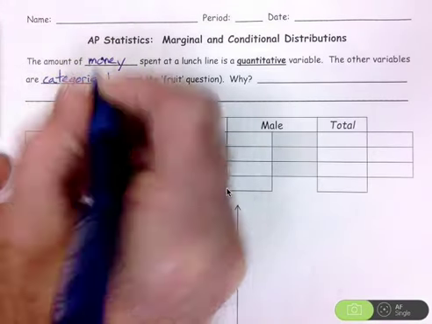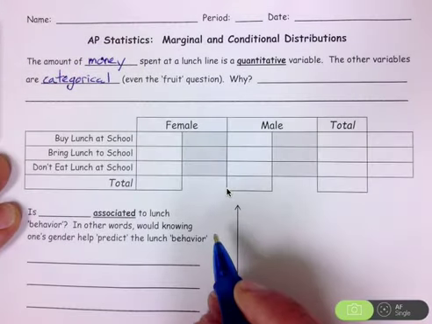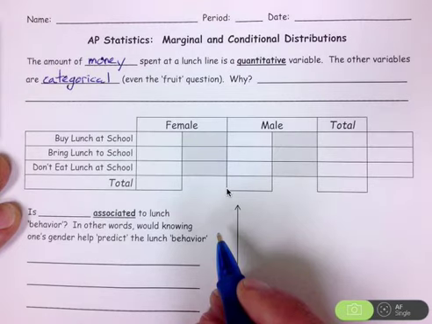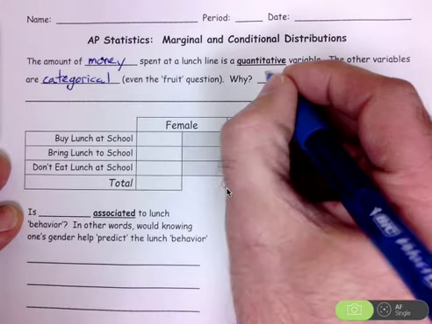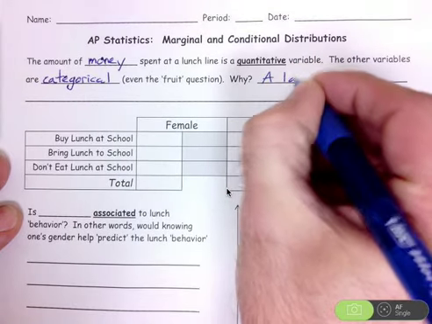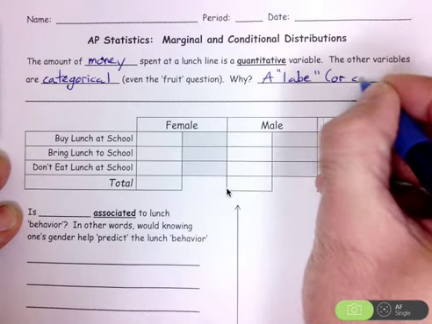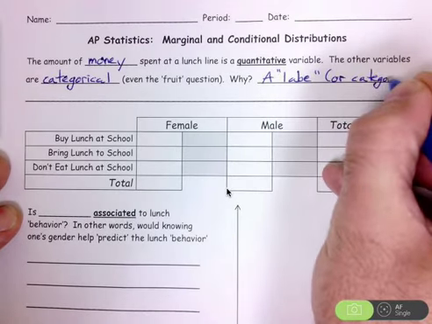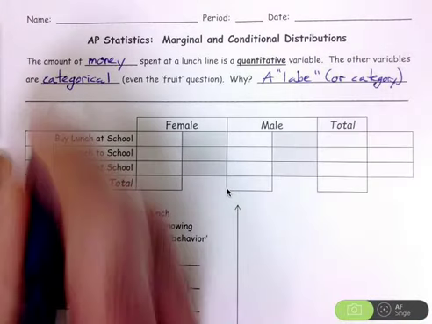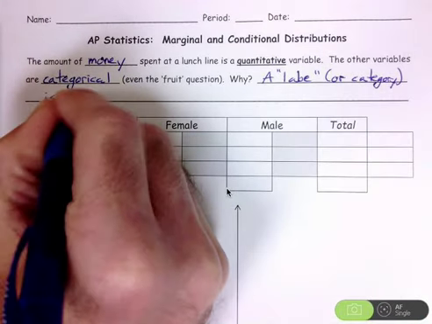Categorical variables. And again, why are they categorical? By a category, we simply mean a label. A label or category is being chosen that best describes that subject.